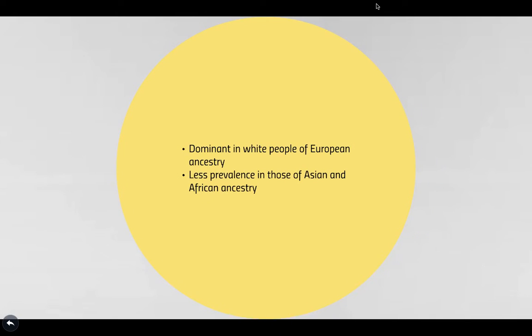And then this disease is dominant in white people of European ancestry. It's less prevalent in those of Asian and African ancestry.